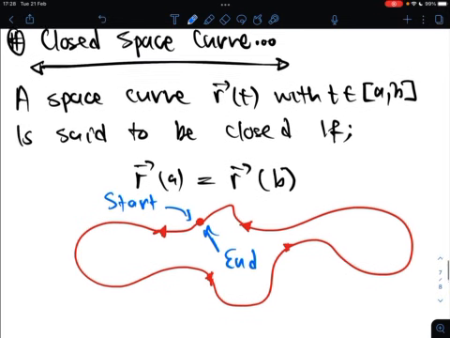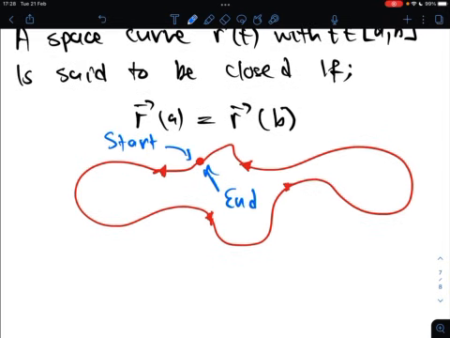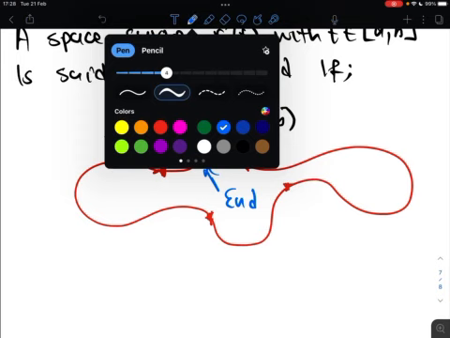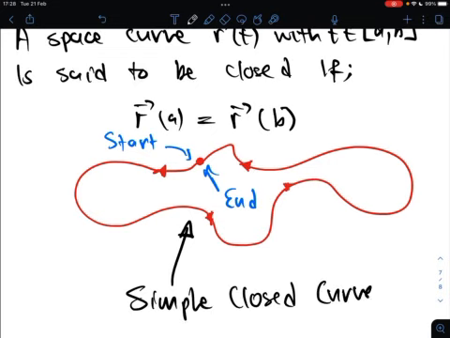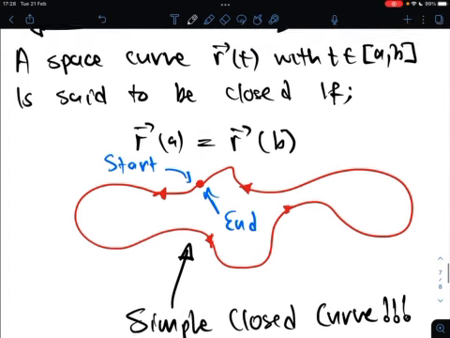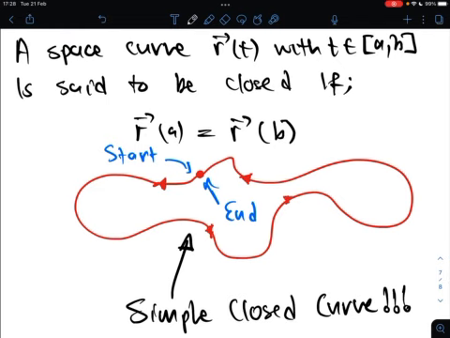And if your curve is exactly like the one you see here, then this is an example of what we call a simple closed curve. If a curve is closed and it doesn't intersect itself, we refer to that as a simple closed curve. Those are things you should know when it comes to what are known as space curves.